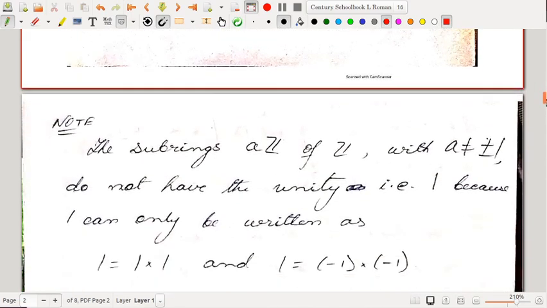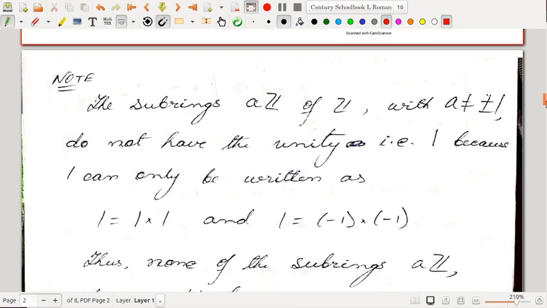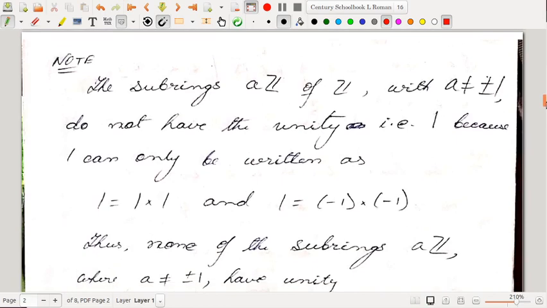So the proof is very similar. Instead of aZ, if in your exams it is asked to show that 3Z is a subring of Z, or 5Z is a subring of Z, the proof is exactly similar.